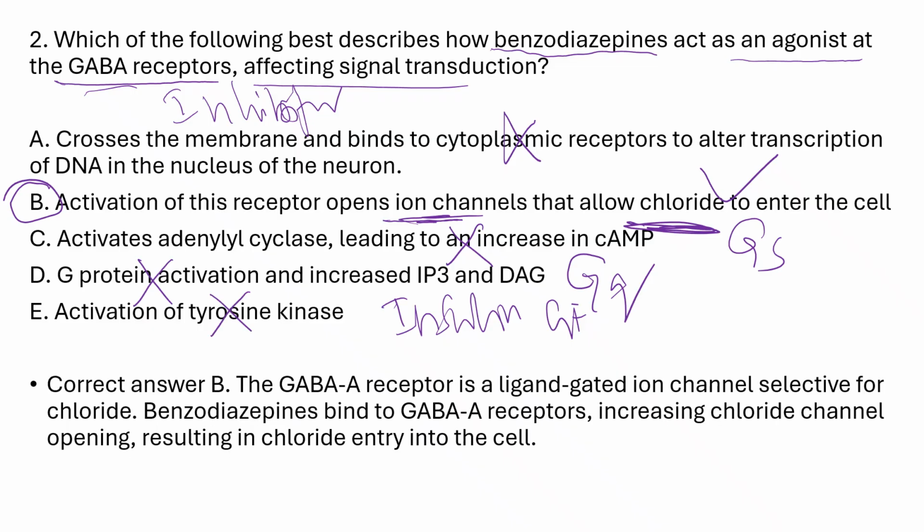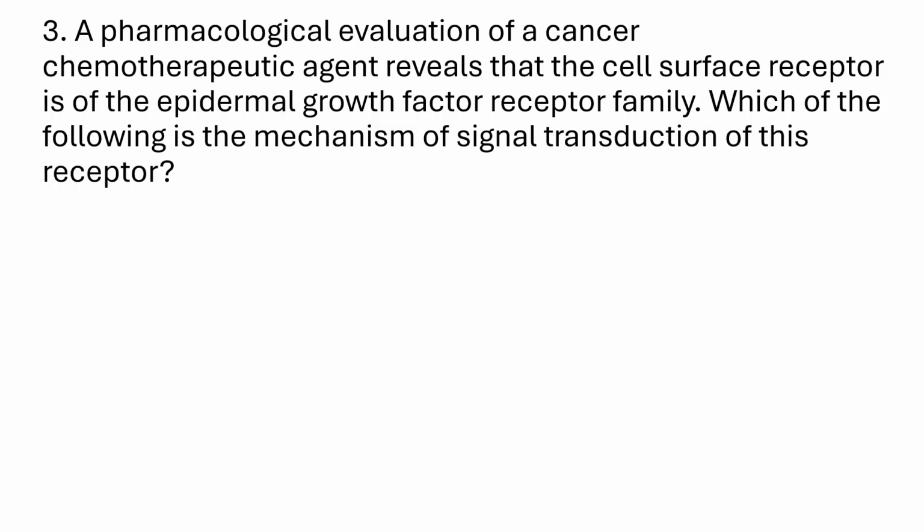GABA is the chloride channels. So this is another mechanism we talk about in receptor types, ion channels. The correct answer is B. Next one. A pharmacological evaluation of the cancer chemotherapeutic agent reveals that the cell surface receptor is the epidermal growth factor receptor family. Which of the following is the mechanism of signal transduction of this receptor?